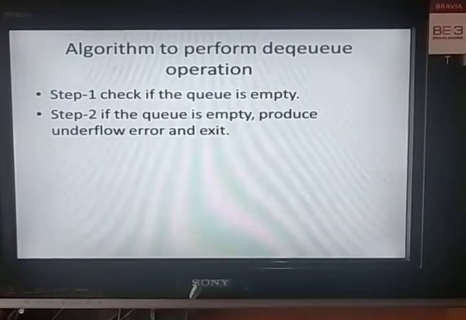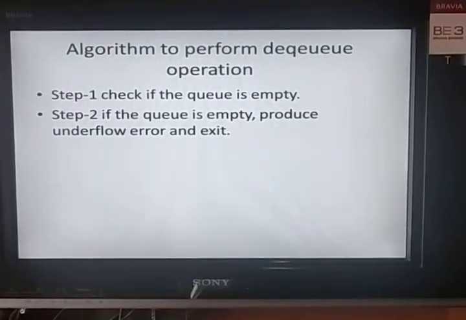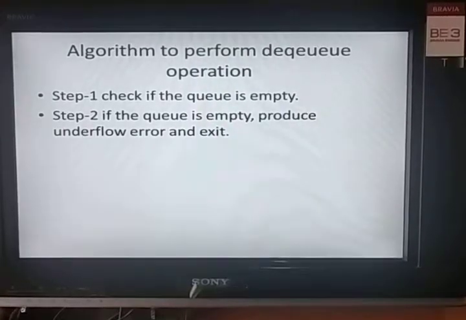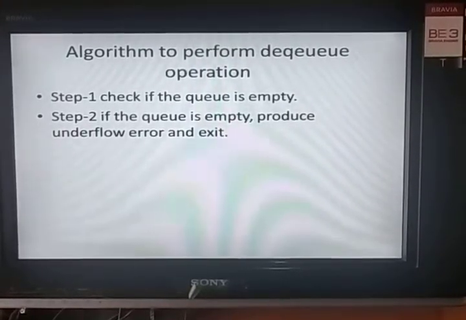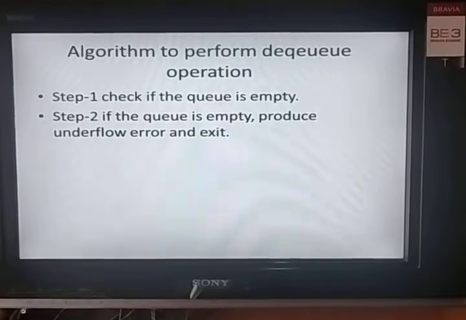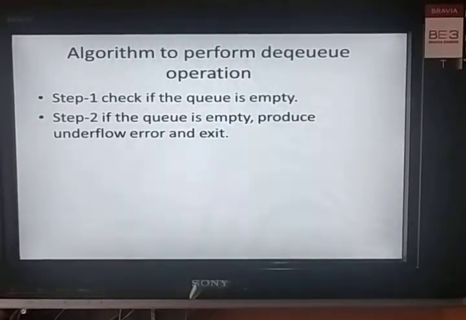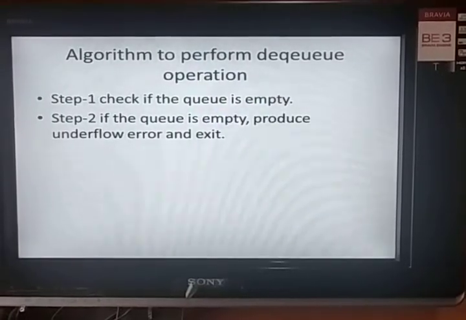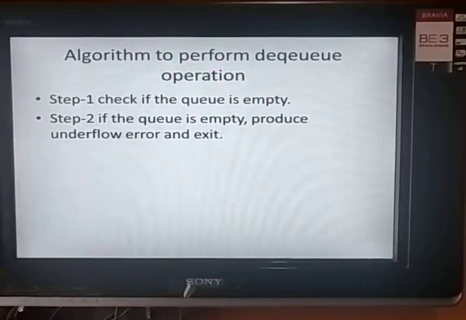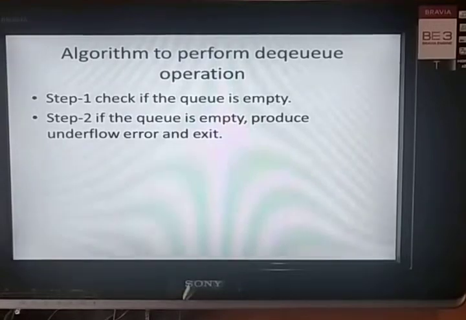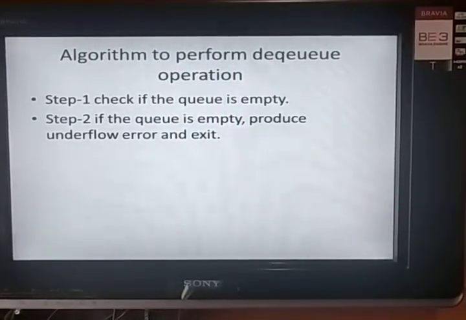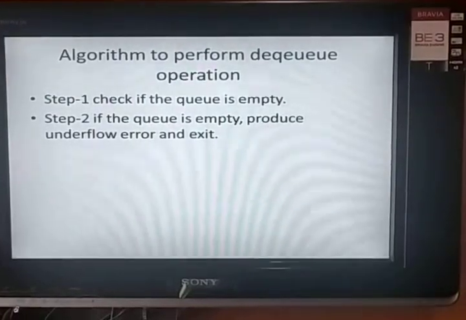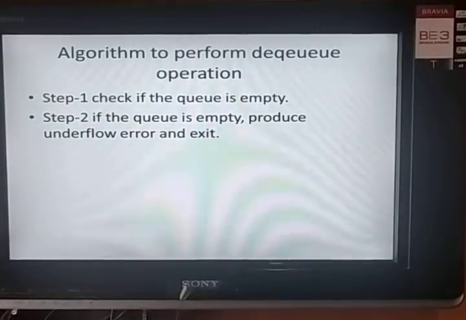The DQ operation means we are going to remove an element from a queue. For this, first we have to check if the queue is empty. If the queue is empty, that means we cannot remove any data from that queue. If the queue is empty, then produce an underflow error and exit.